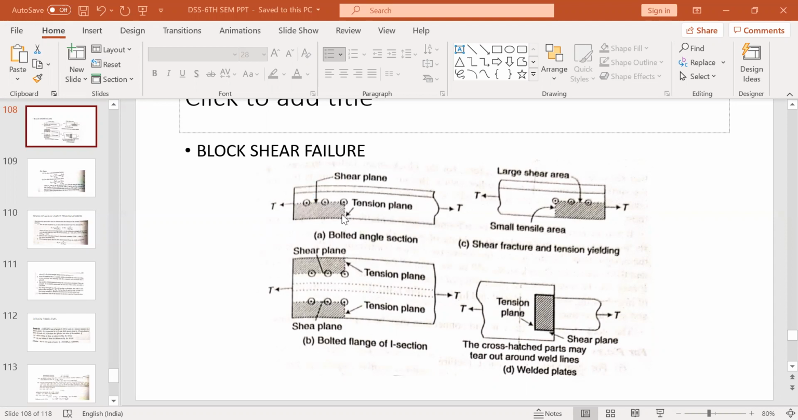Now suppose the shear plane is weaker, it will reach yielding, but the failure will not start. The failure will only start when the tension plane begins to rupture. So the design tensile strength as per block shear for this block will be the tensile strength for this shear plane and the design tensile strength for this tension plane, both.